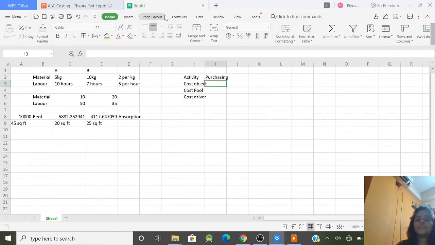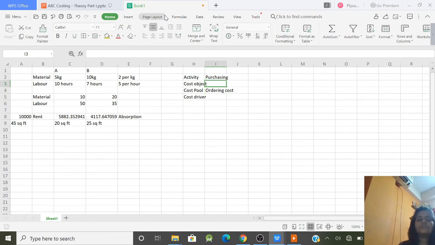Purchasing is an activity. Now, when we are going to purchase a product, we will have to incur certain costs, such as the ordering cost. Because if you want some material, you will have to place an order with the supplier.